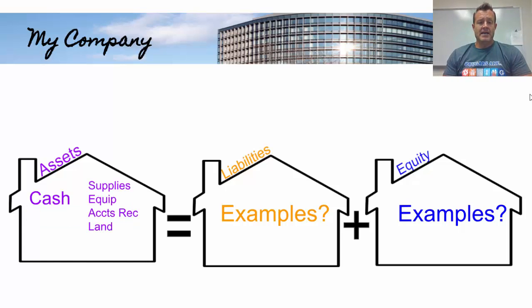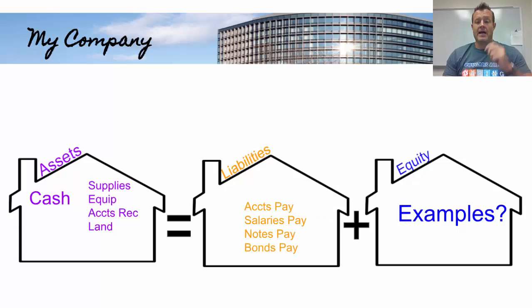So before we get into the actual financial statements, just a quick review on some examples of those categories. In our asset house, we have a bunch of different types of assets, and some of the basic and very commonly occurring assets are going to be our cash. That's our biggest one. And then things like supplies, equipment, receivables, land, that type of stuff. In our liabilities house, we're going to really have all of our payables, short-term payables like accounts payable and salaries payable, and then we build up to longer payables like notes payable, bonds payable, mortgages, that type of stuff.